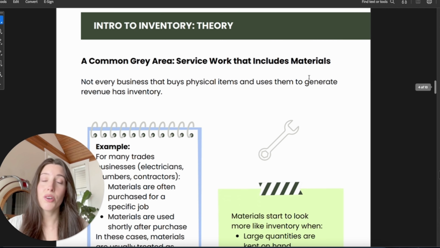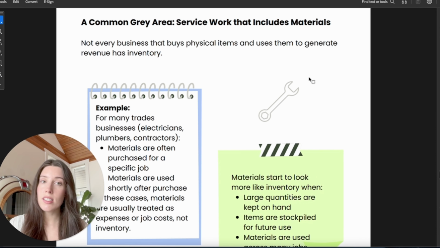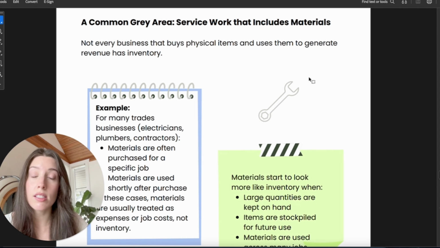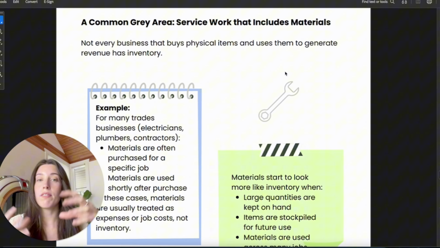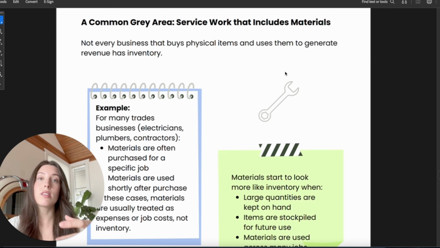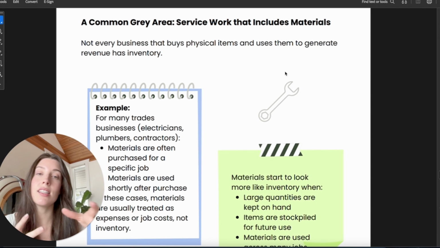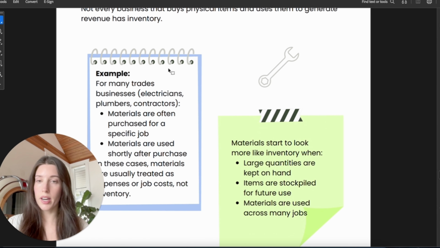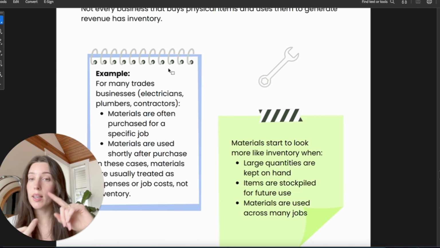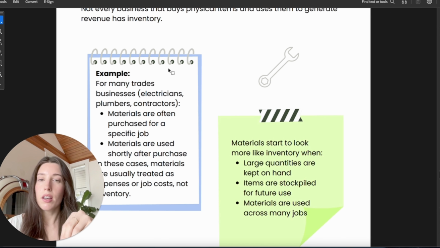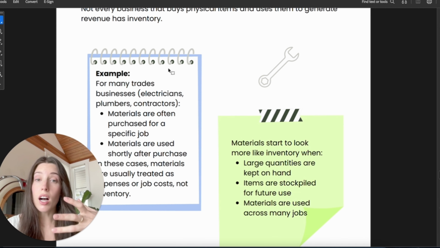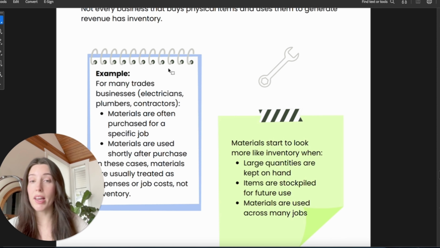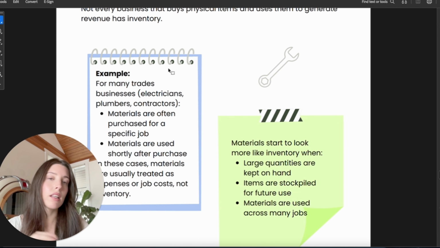Now, a common gray area is service businesses who use materials in order to complete their service. Just because they're buying a physical item and are technically using the item to generate the revenue, it doesn't necessarily mean that it's inventory. A common example is trades-based businesses. Think of an electrician, a plumber, a contractor. These materials are often purchased for a specific job and then used shortly after. So in those cases, materials are usually treated as an expense or a job cost, not really inventory.